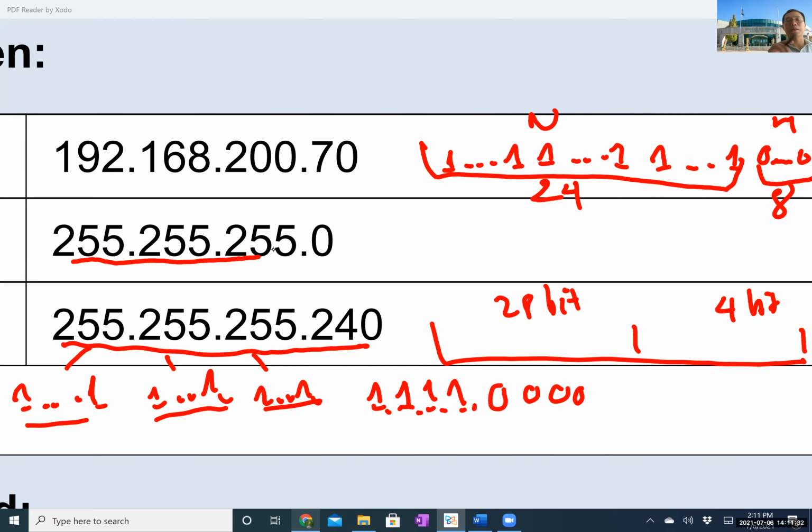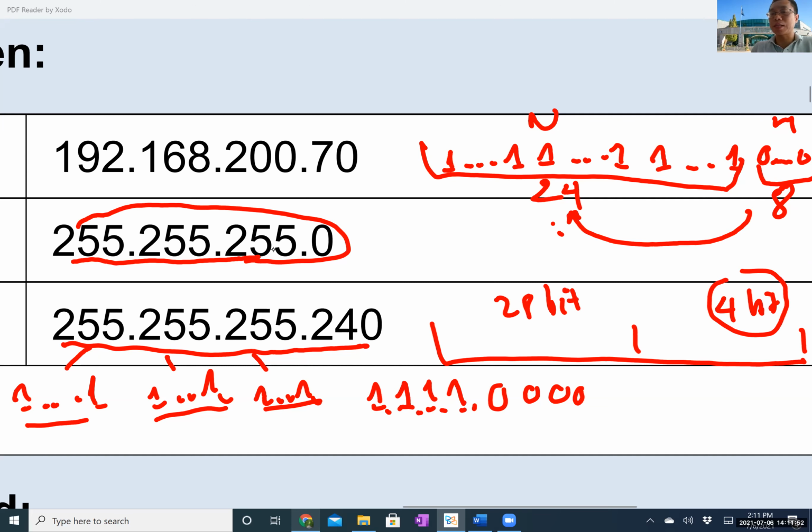All right, so now we look at this one. This one is the original one. At the beginning, you have 8 bits in the host portion. Now you have only 4 bits in the host portion. That means you already borrowed, sorry, you already borrowed 4 bits from the host portion. You bring them to the network portion. You borrowed 4. That's why you have 28 for this one.